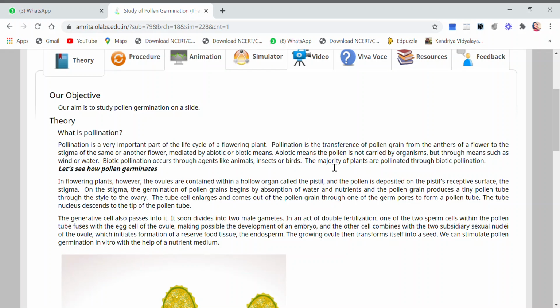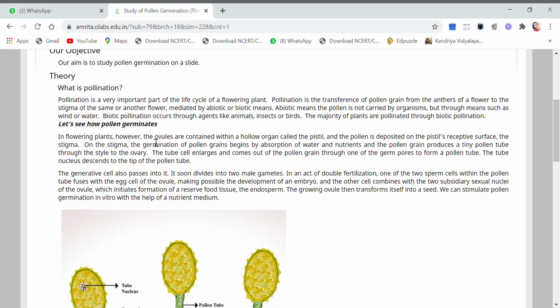So in abiotic means the pollen is not carried by organisms but by wind and water, and those carried by animals, insects, birds, that is biotic. So we all know this, we have done this. In flowering plants, the ovules are contained within a hollow organ called the pistil, and the pollen is deposited on the pistil. Now you have to remember that the pistil has a surface which is receptive, ready to receive the pollen.